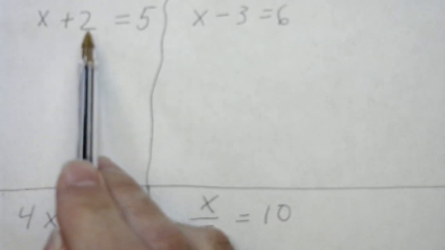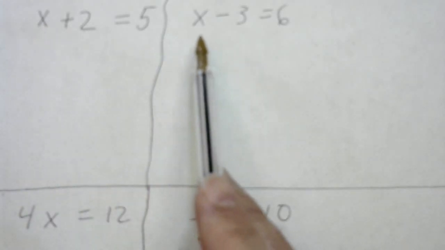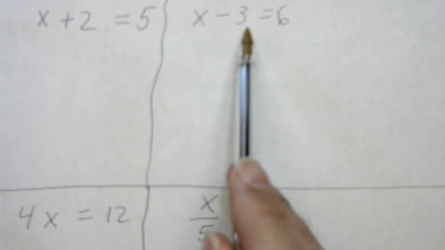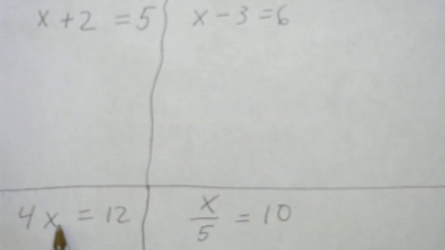X plus 2, so I'm adding something. X minus 3 equals 6, I'm subtracting something. 4x equals 12, I'm multiplying something. And notice X is my unknown. The fact that these are next to each other means that I'm multiplying. And then over here, x over 5, I'm dividing. And again, dividing, I write it like a fraction.